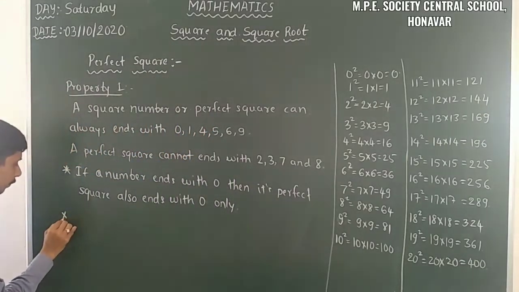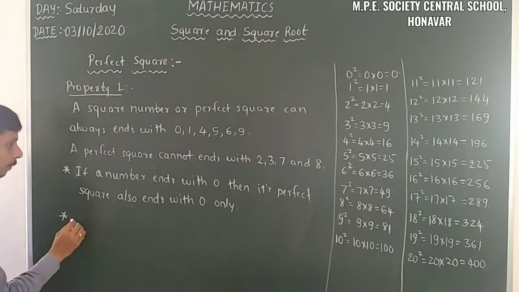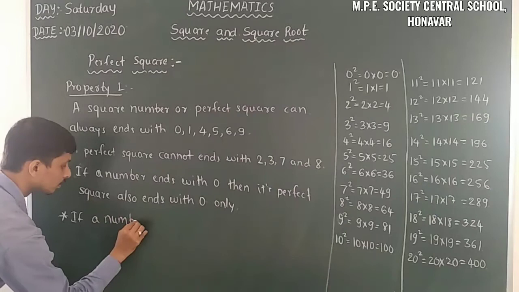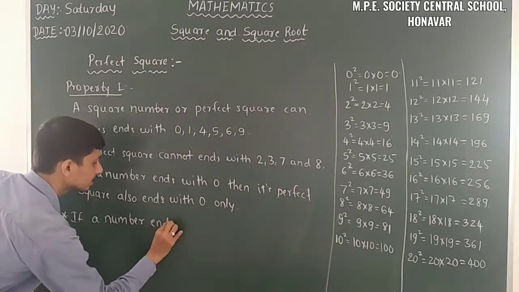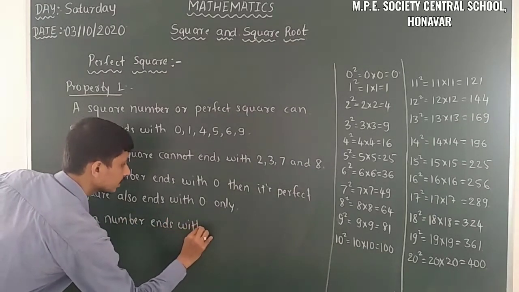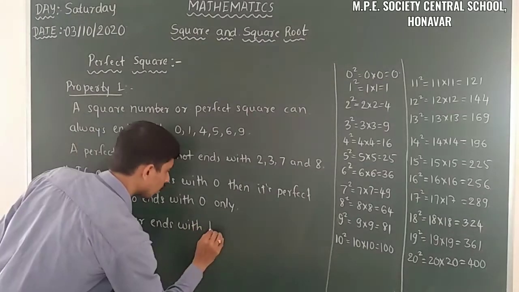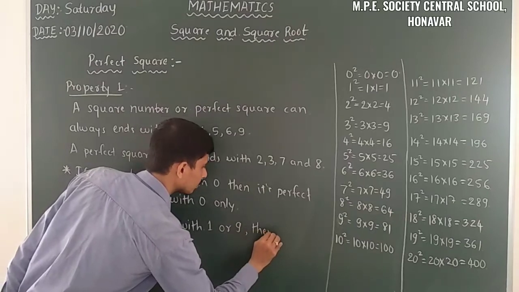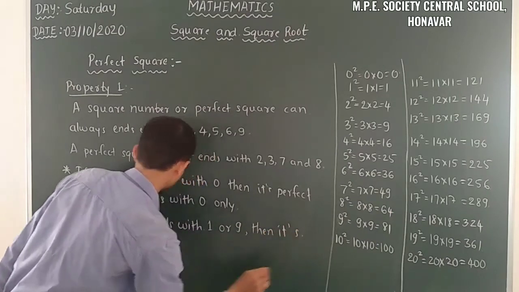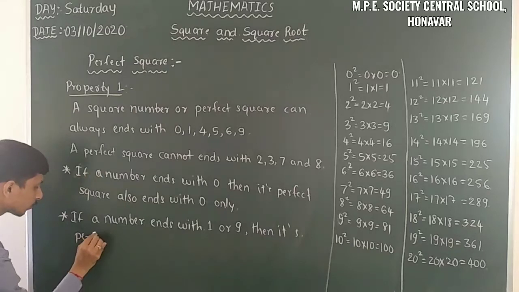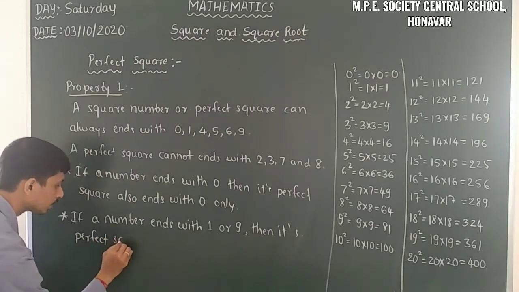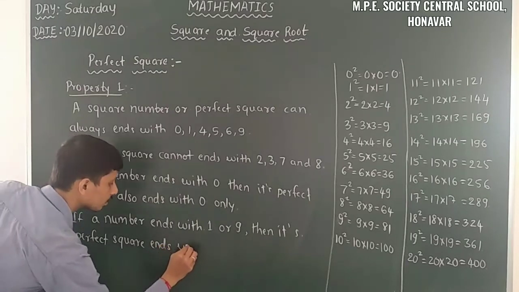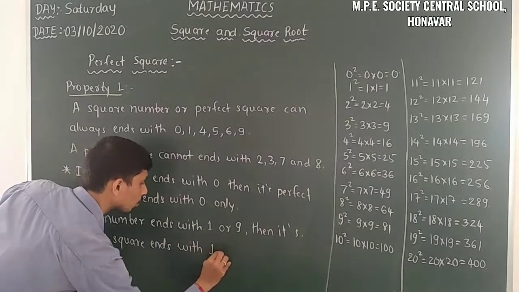So this is another property. If a number ends with 1 or 9, then its perfect square ends with 1 only.